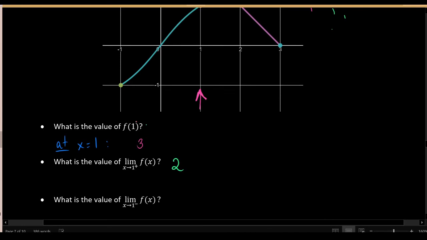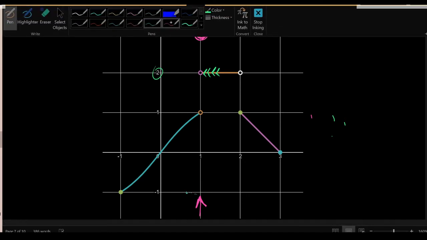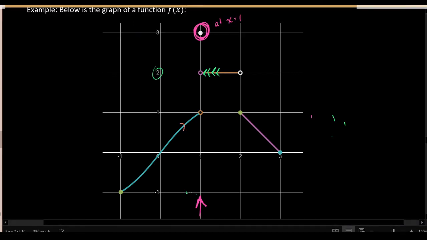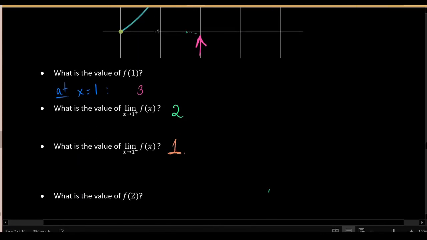If instead we approached 1 from the negative direction, then here is x equals 1, here is a little bit to the left of x equals 1. So I'm going to start creeping in on x equals 1, a little bit to the left of that location, and so I need to follow the orange chevrons, and they point up to a y value that's equal to positive 1. Now notice that all three of these values are completely different.